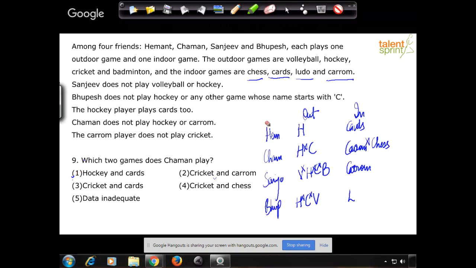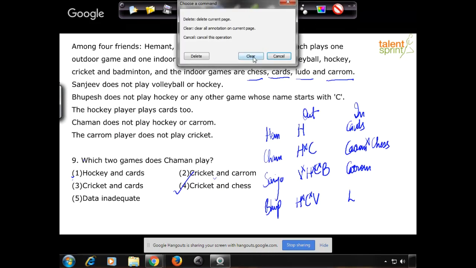What are the 2 games that Chaman plays? We know Chaman plays cricket and he plays chess. Therefore, the answer here, boys and girls, is option number 4. I agree this question was tricky, it was long, it could have been a little irritating, but I hope that all of you did get the answer to this question.